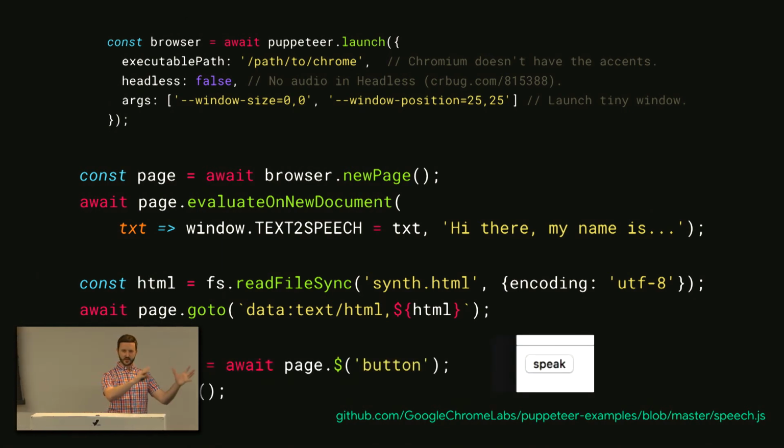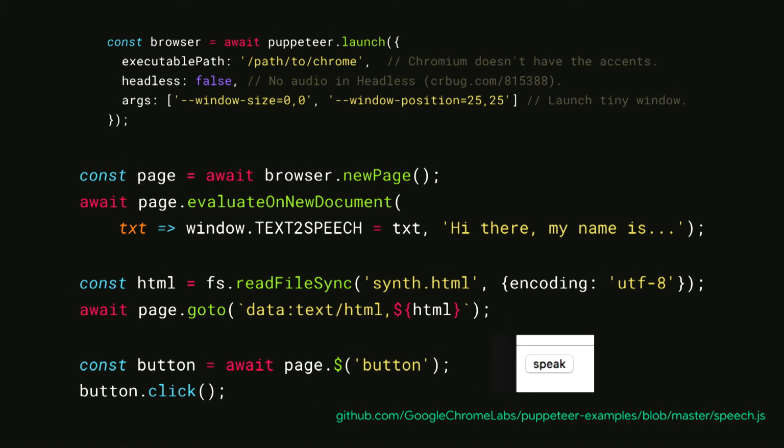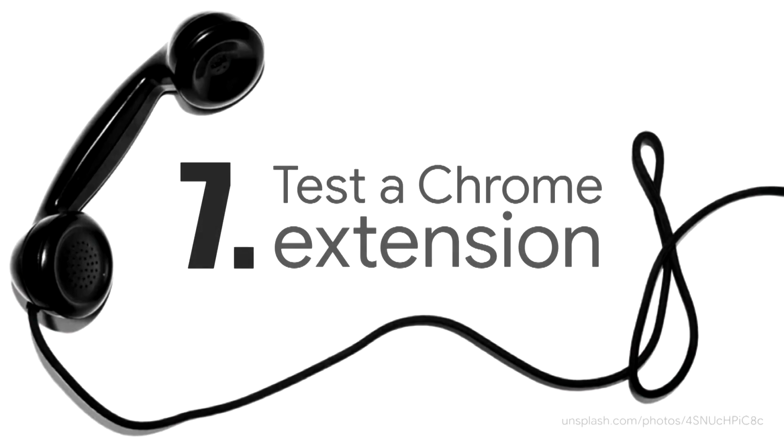So I got the page, it's got web speech code on it, and then last but not least, to actually invoke and make Chrome talk, we'll use Puppeteer's page $ to grab a handle to that speak button and actually just click it. And that's what actually fires off and starts the speaking. So that's making your browser talk using Headless Chrome.